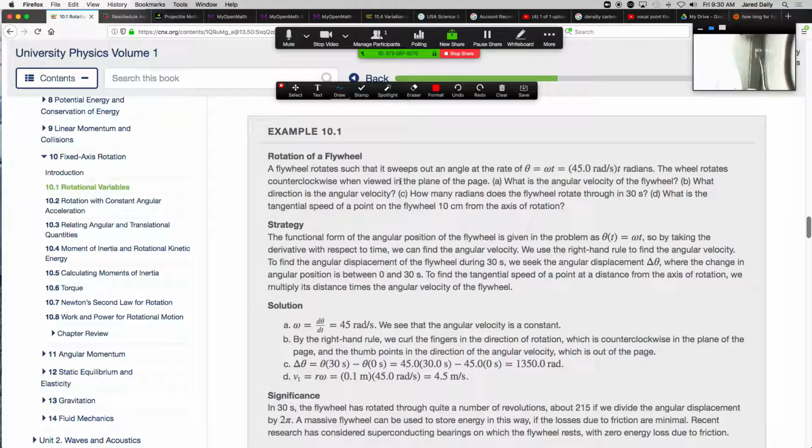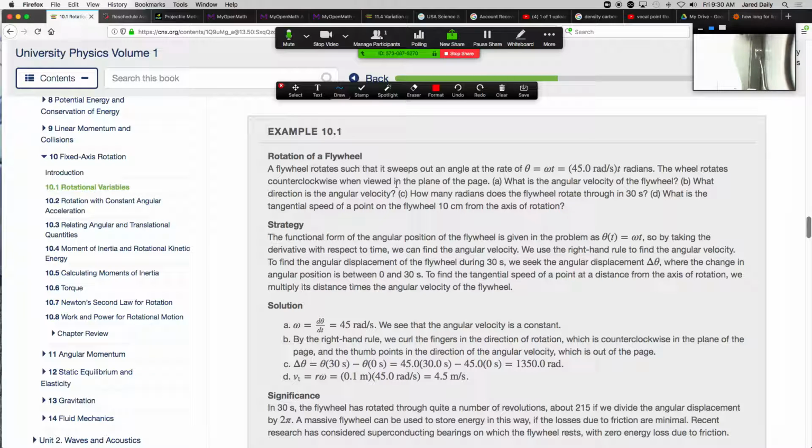The wheel rotates counterclockwise when viewed in the plane of the page. So whenever you're looking at the XY plane, counterclockwise will mean a positive vector for your omega. In other words, your omega is pointing in the positive z direction, just so you know. They want to know what is the angular velocity of the flywheel, and they want to know the direction of the angular velocity, so you definitely need to answer that. That is the positive z direction, because it's moving counterclockwise.